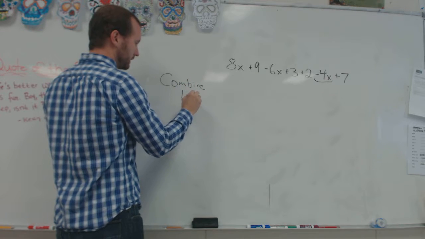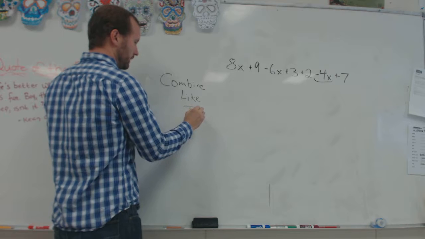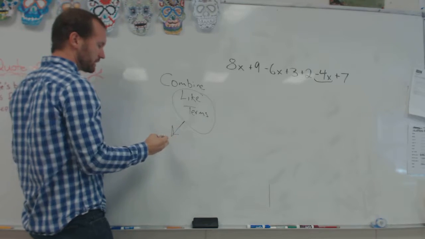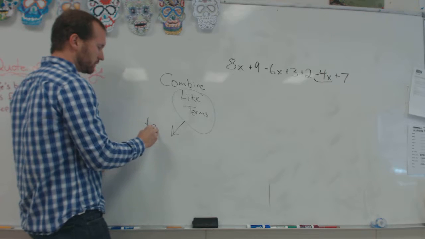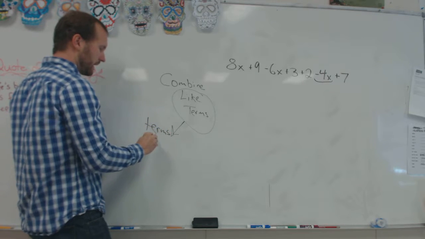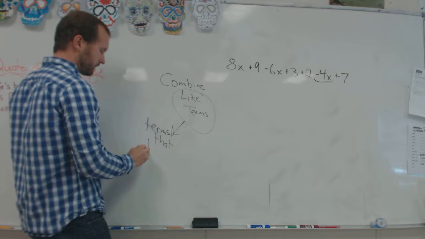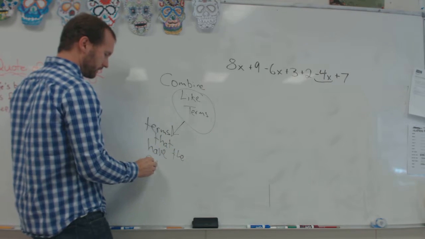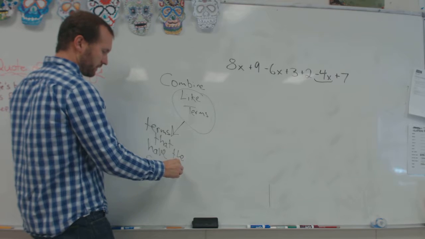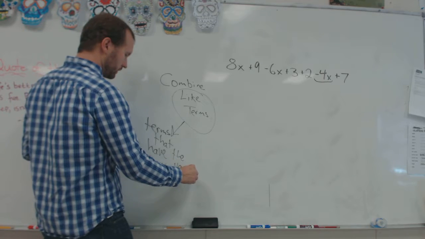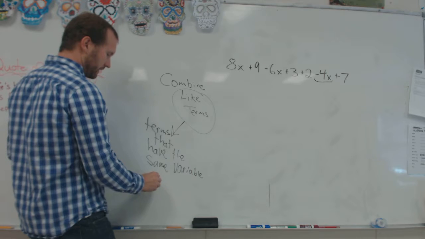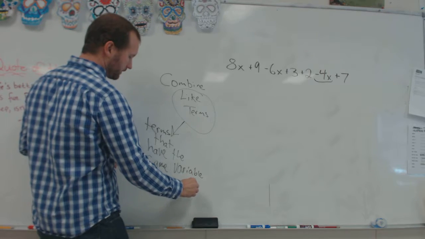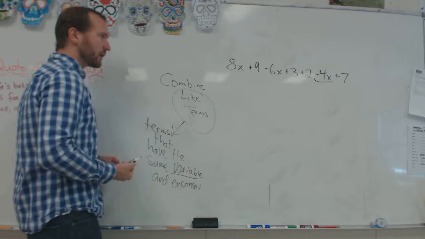Our like terms? What is the definition of like terms? It means terms that have the same variable and exponent. And you don't have to worry about the exponent part right now. So just terms that have the same variable.